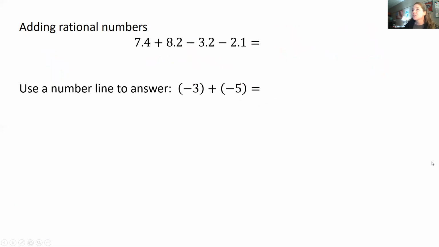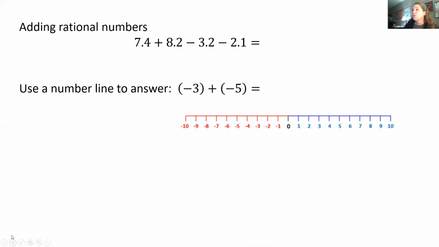Use a number line to answer this question. So remember how we did that? The first number tells us where to start, negative 3, and combining it with a negative 5. So this would tell us to go right, but then we have to follow this rule. What does the negative mean? It means go left on a number line. So from negative 3, we're going to go left 5 spaces. 1, 2, 3, 4, 5. So we just showed that negative 3 combined with a negative 5 is negative 8.